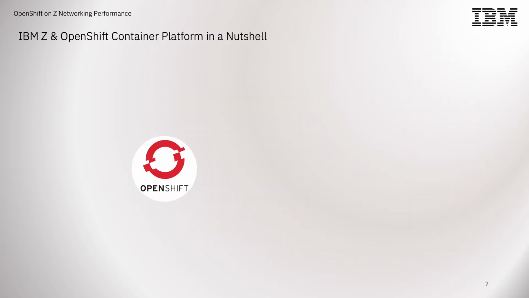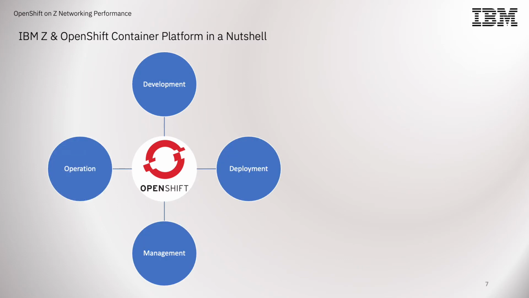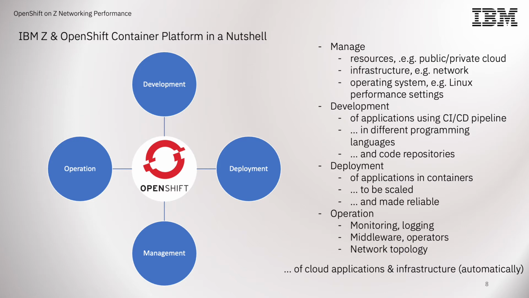Summing up, the feature areas of OpenShift show us 4 of them, namely the development, deployment, management, and operation of cloud applications and their infrastructure automatically. Let's have a closer look at the 4 key areas. First of all, the management with the infrastructure, that is, the management of OCP on a public or private cloud infrastructure or other infrastructure such as the network. Then we have the core as operating system, where, for example, performance settings are adjusted to improve performance.